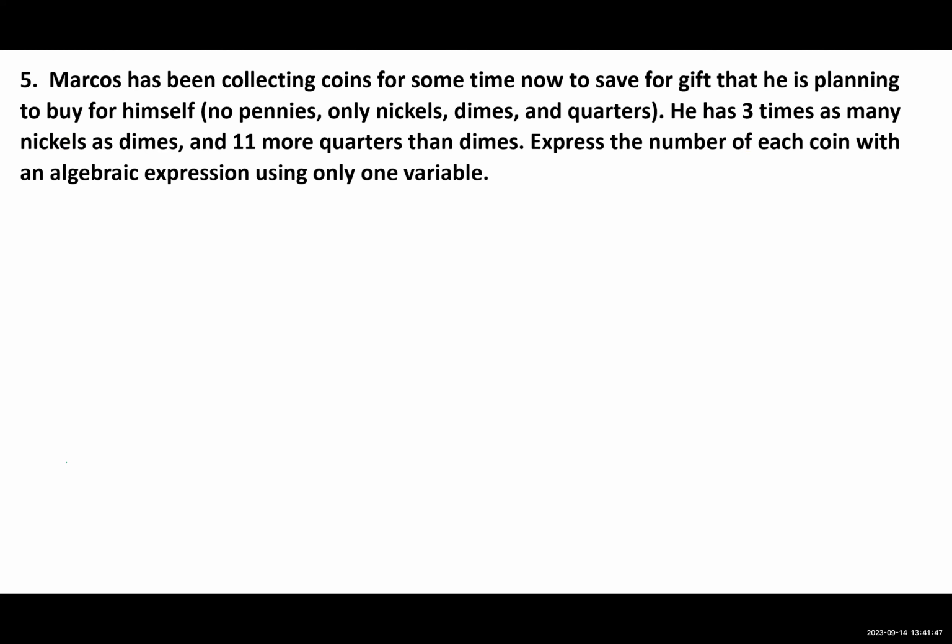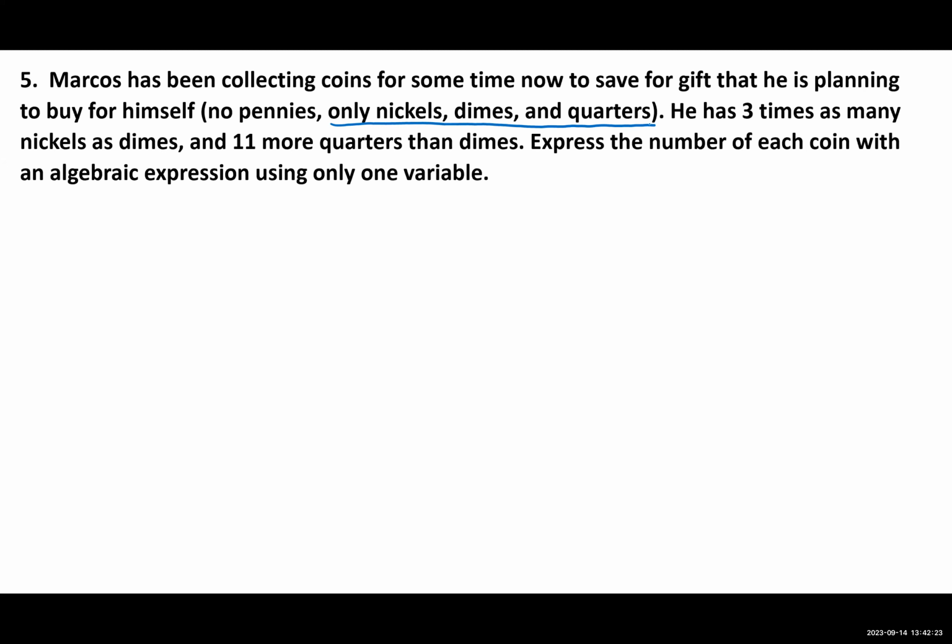All right, so on number 5, Marcos has been collecting coins for some time now to save for a gift that he's planning to buy for himself. He's saving coins, no pennies, only nickels, dimes, and quarters. That's important. We don't have 4 unknowns, we have 3. He has 3 times as many nickels as dimes. He has 11 more quarters than dimes. Express the number of each coin with an algebraic expression using only one variable.